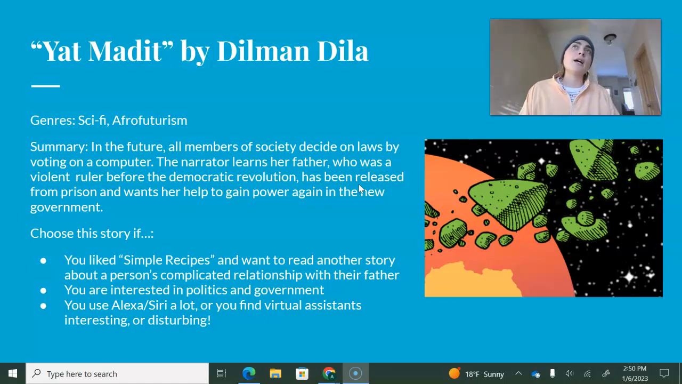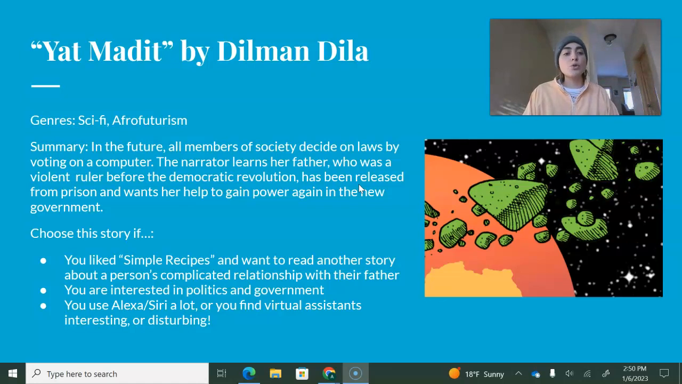A woman, her father was president of the country that she lives in, and then he got arrested and he's been in prison for 30 years. And she's just meeting him for the first time after he gets out of prison. And she found out that he was a really violent ruler, and she is really conflicted about how she feels about her dad in this society.